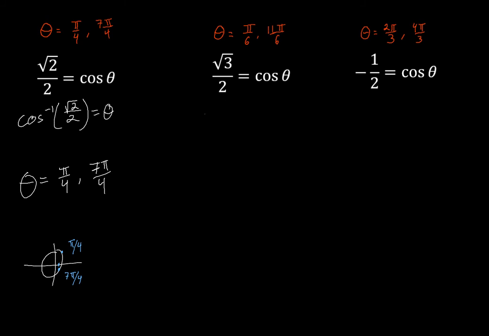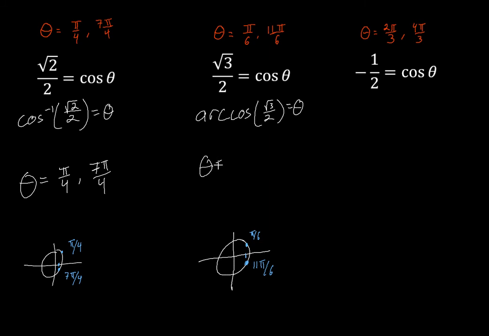For this one, we can take the arc cosine just to mix it up. When does cosine of theta equal root 3 over 2? I'll be a little bit more careful with my unit circle now. Cosine is the x value, so I'm looking for x being root 3 over 2. That's there and there at pi over 6 and at 11 pi over 6.